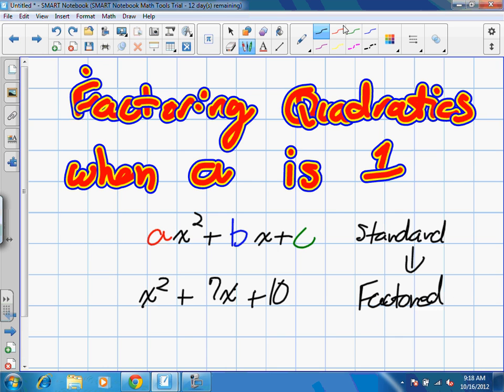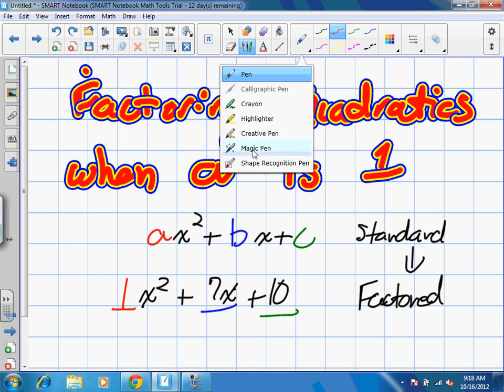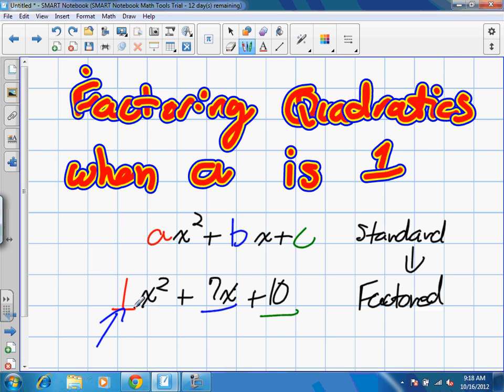Now, in this question, I want you guys to be able to recognize, what is my C value? 10. Good. What's my B value? 7. And what's my A value? 1. Okay. So, because we're factoring quadratics when A is 1, I'm going to show you a shortcut to this. This will not work if A is not 1. So if A is any other number, which we're going to get into tomorrow, this style doesn't work. But it is a shortcut for today's stuff.